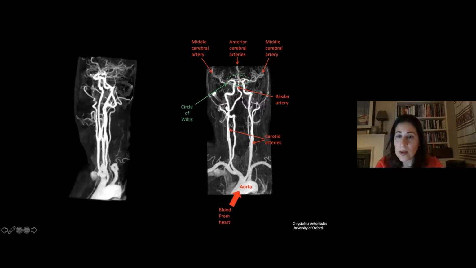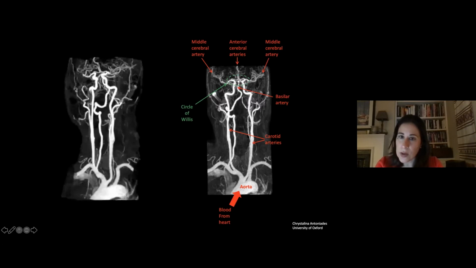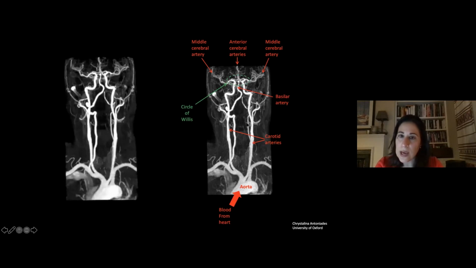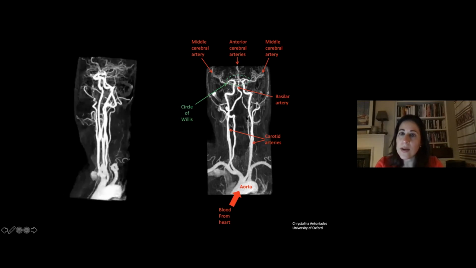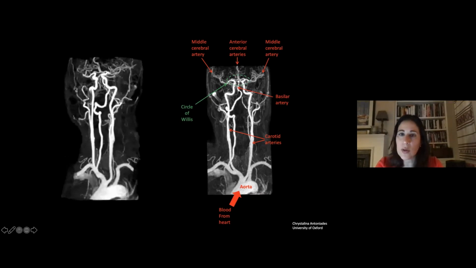That's the one here. You can see it is much thinner. And it extends down to here, and it should be sort of this size here on the right-hand side. This is the left and this is the right, and you can see that it's also thin, it is shorter, it doesn't go and doesn't contribute to the basilar artery.